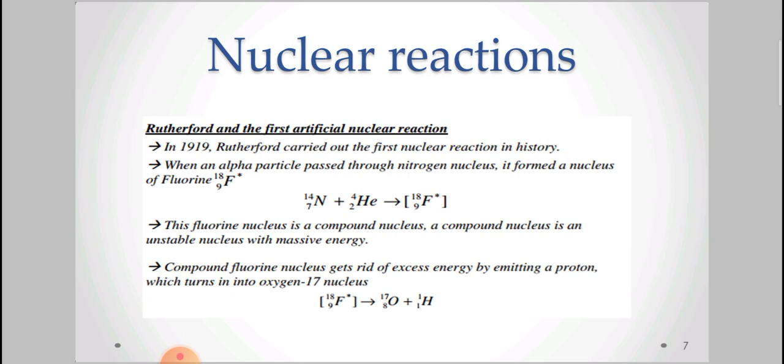Rutherford and the first artificial nuclear reaction. In 1919, Rutherford carried out the first nuclear reaction in history when an alpha particle passed through nitrogen. It formed the nucleus of fluorine. This fluorine nucleus is a compound nucleus. A compound nucleus is an unstable nucleus with massive energy. The compound fluorine nucleus gets rid of excess energy by emitting a proton, which turns it into an oxygen-17 nucleus.